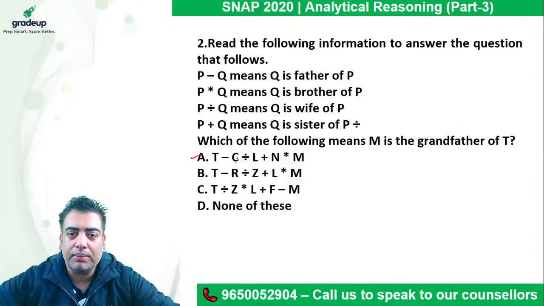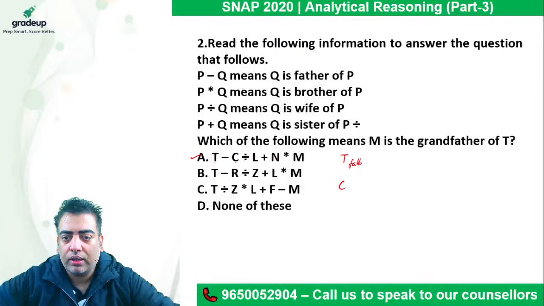So T minus C means T is the father of C. Then C divided by L means C is the wife of L, which means L here is going to be a male and is the husband. L plus N means L is the sister of P. So here we are watching a contradiction in the statement itself. C divided by L means, okay, it is the other way around. I wrote it wrong. So we need to write the second one first.